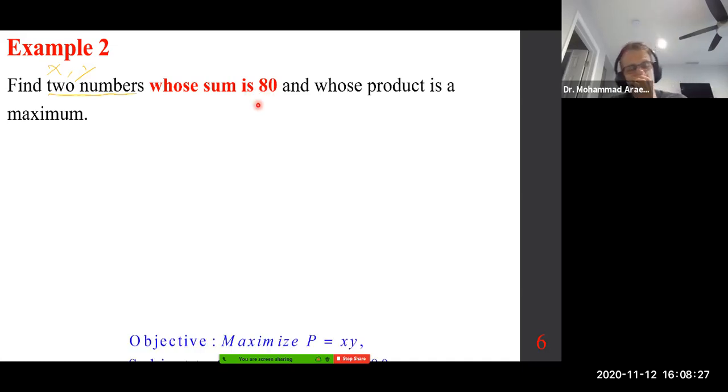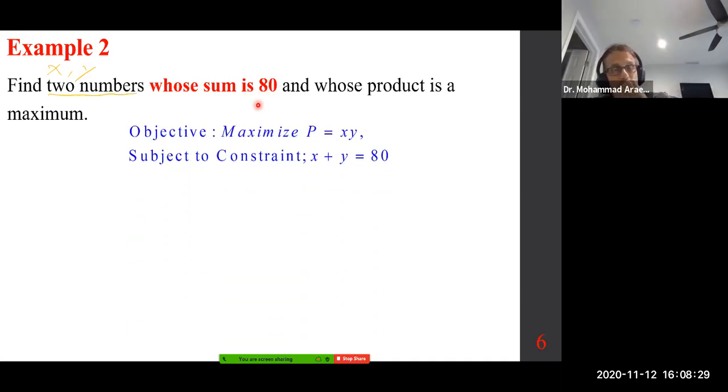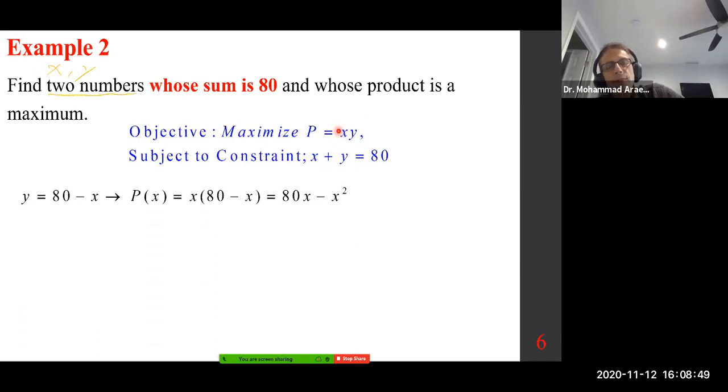And I hope you see it's very similar to the previous one, maximizing the product of two numbers. Same thing, p is a function of two variables. We're going to get rid of the y in the constraint, which becomes 80 minus x, and put it in there. So we get 80x minus x squared.